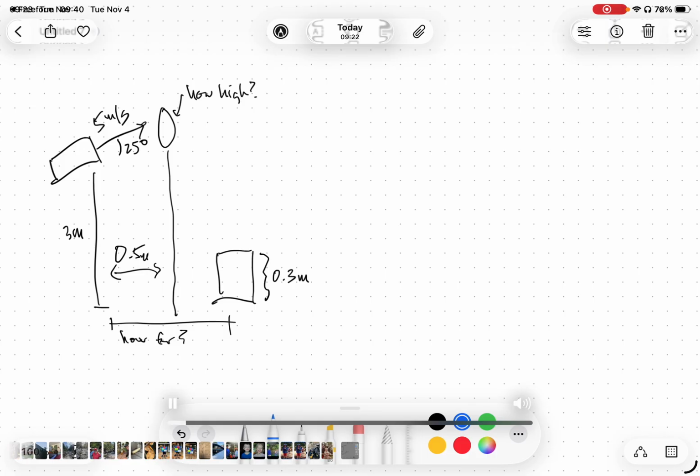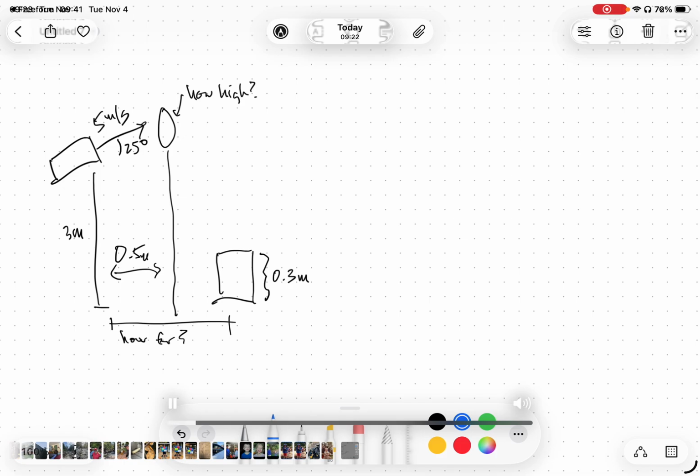And what we want is to set a hoop a half a meter away so that the projectile goes through the hoop. And then we have a bucket that's 0.3 meters tall, and we want the projectile to go into the bucket. This is the same setup as the lab. And much like the lab, we have the same set of information that we can feel confident about.